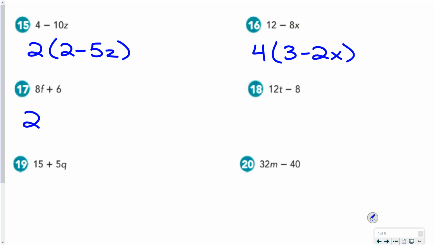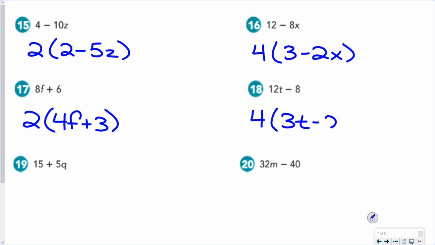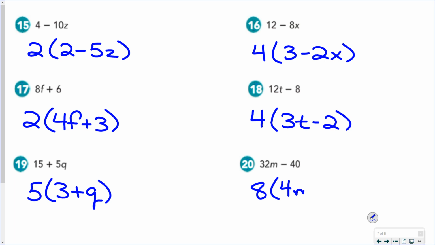8 and 6, I can divide those by 2. That would give me 4f plus 3. For number 18, very similar to 16, we're using the same numbers there of 12 and 8, so I can divide those by 4. That would be 3t minus 2. 15 and 5, I can divide those by 5. And so inside parentheses, I would have 3 plus q. And for number 20, we have a 34 and a 40. And the highest number you can divide those by is 8. And so that would be 4m minus 5 in parentheses.